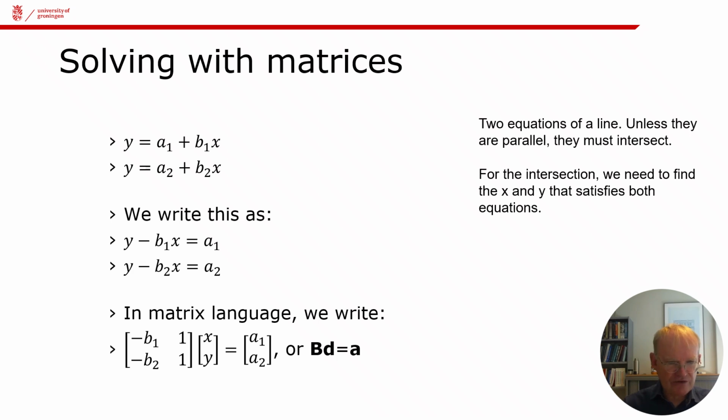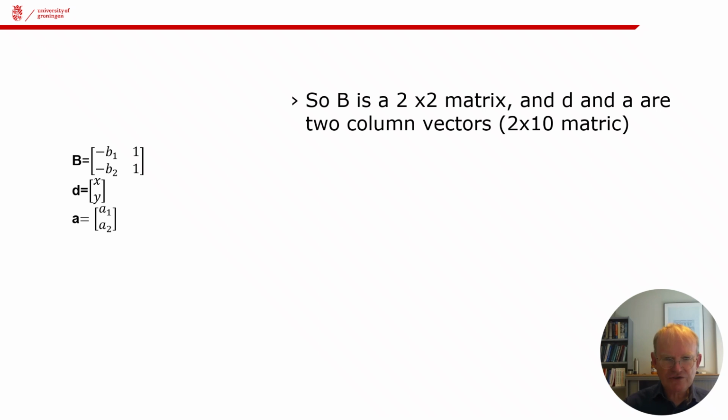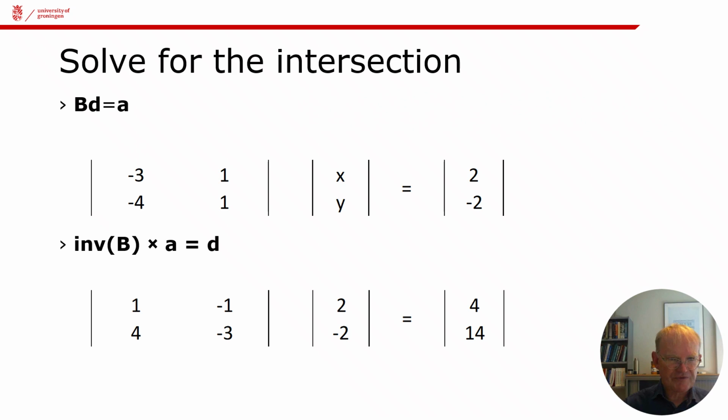And then we could take this thing with a symbol, and we call it simply fat letter B times d equals a. And we use the fat letter for square or bigger matrices, and the small letters for vectors. Okay, and so B is a 2 by 2 matrix, d and a are column vectors.